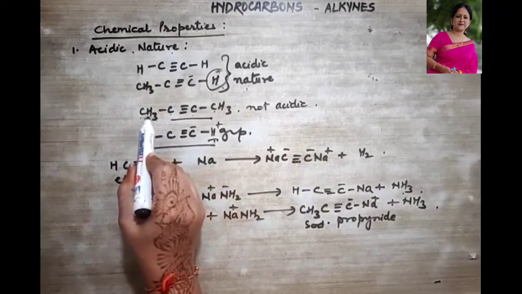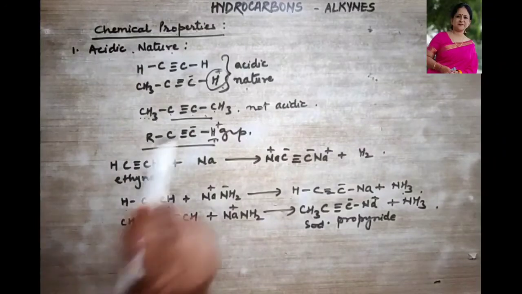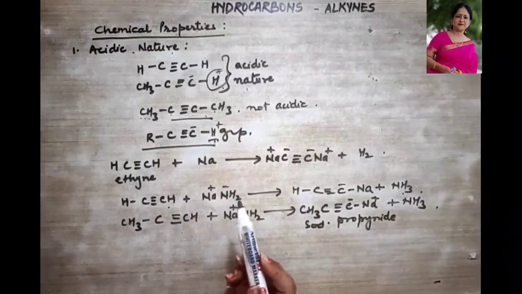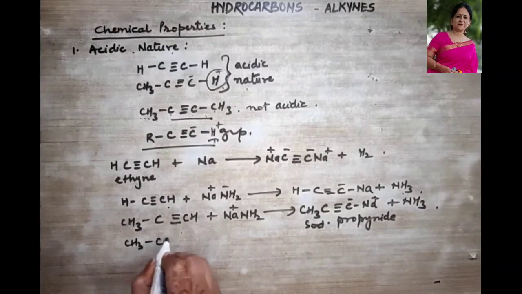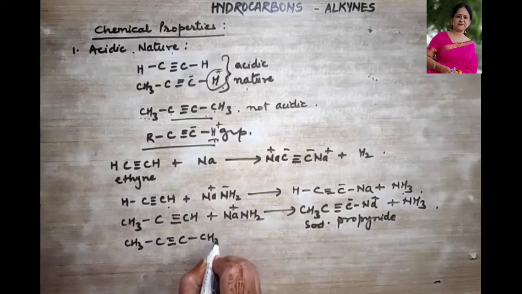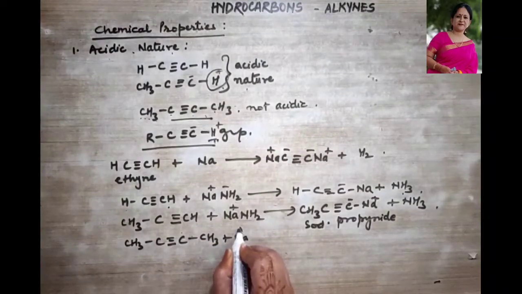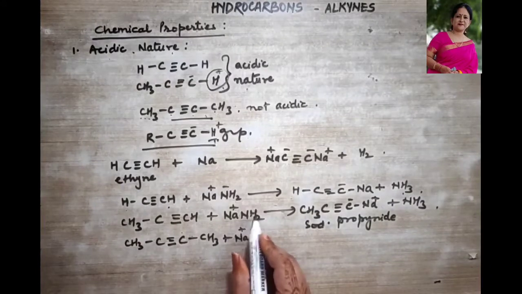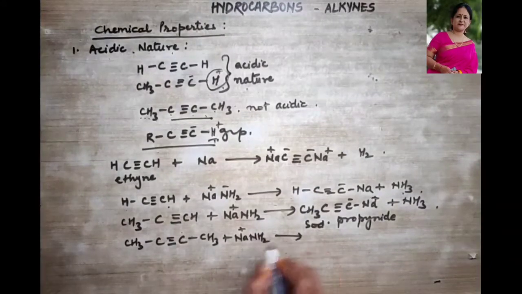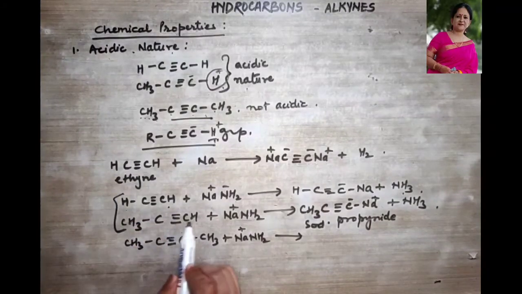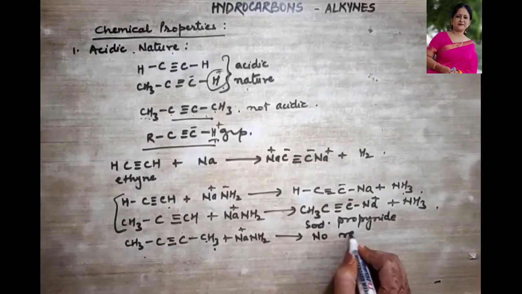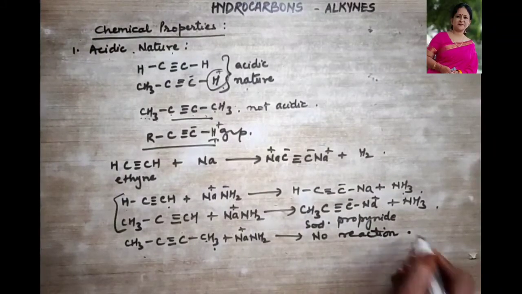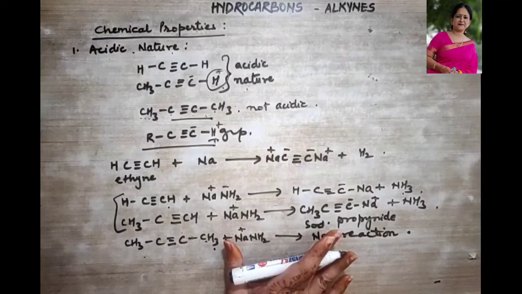Now, I'm going to take the next homologous compound of the ethyne group, that is your butyne, CH3C triple bond CCH3. Now look at its nature with the basic substance, that is the sodamide NH2. Now these two are acidic in nature because at the terminal they have the proton, but here there is no terminal hydrogen. So this is not acidic in nature, therefore no reaction will take place. So I hope this much is very clear to you.